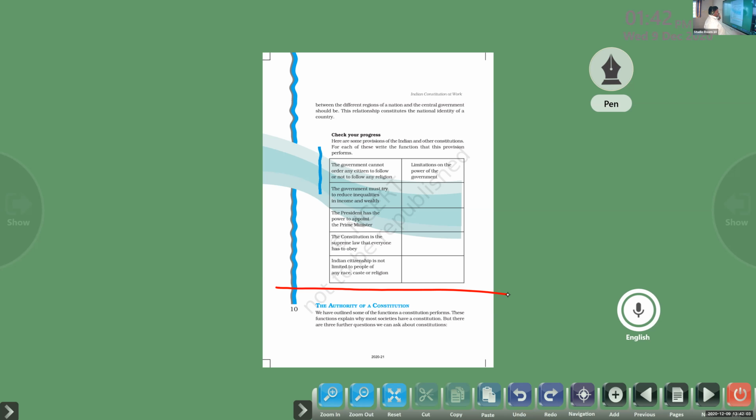Okay, first of all, the government cannot order any citizen to follow or not to follow any religion. So it is the limitation of the power of the government, right? Correct. The government must try to reduce inequalities in income and wealth. Okay, no need to say now, write it. The president has the power to appoint the prime minister. Right, what is that? The constitution is the supreme law that everyone has to obey. Write that. The Indian citizenship is not limited to people of any race, caste or religion. Write it. Clear? So read it, understand it.